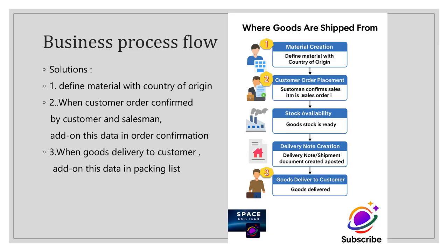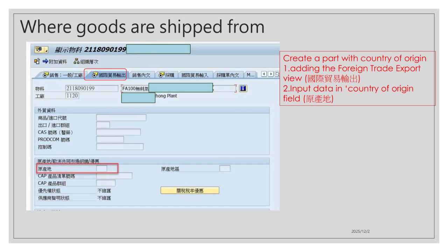When the customer order is confirmed by the customer and salesman, it can be printed or emailed in an order confirmation for your customers. When the goods are delivered to your customer, it can also be printed or emailed in a packing list for customs. Let's see the detail of the solution.